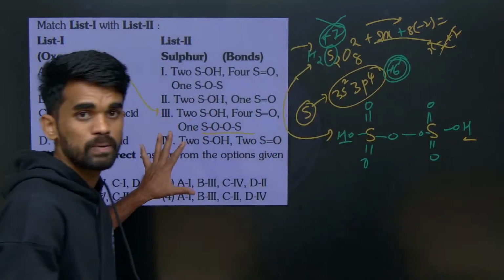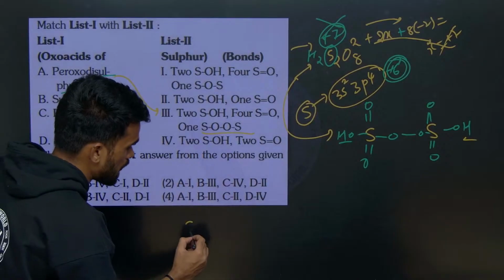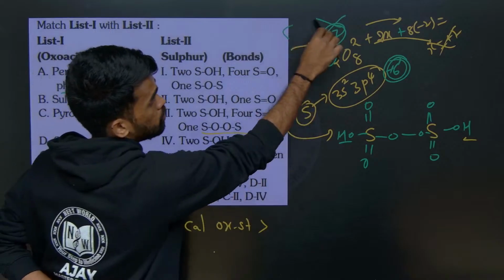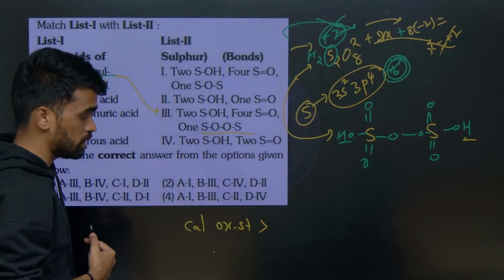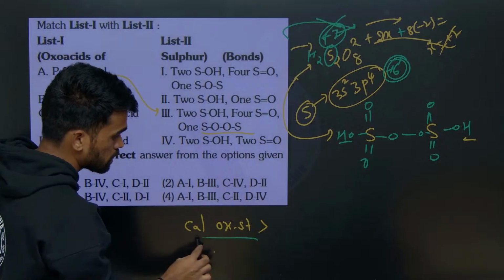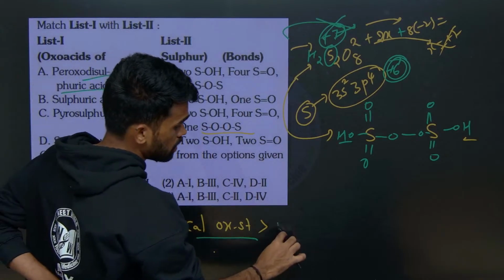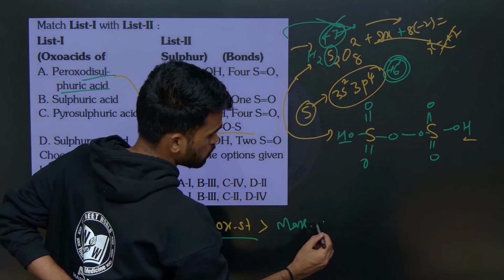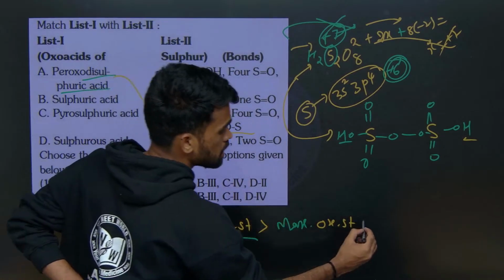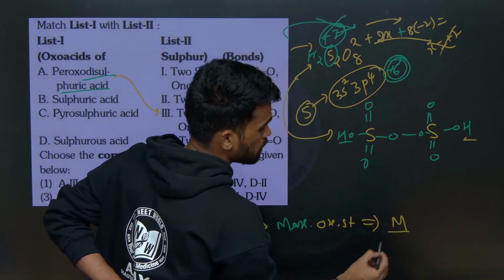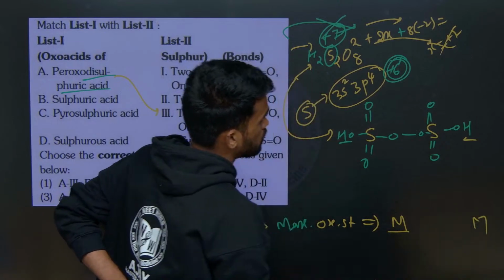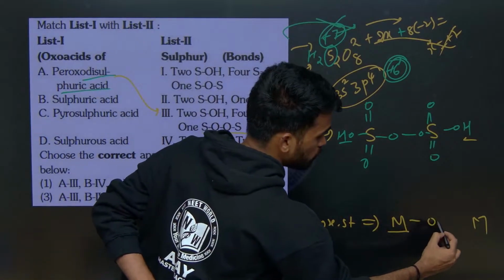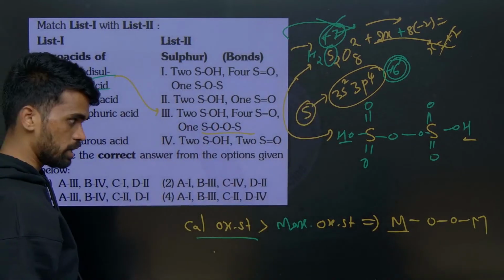Once again I am explaining this. Look here. If the calculated oxidation state, using the normal redox concept we studied, is greater than the maximum oxidation state of an element, then there is a peroxy linkage. For example, M is an atom and M is another central atom, like the 2 sulfurs here. If 2 atoms are there, between them we can have one peroxy bond.